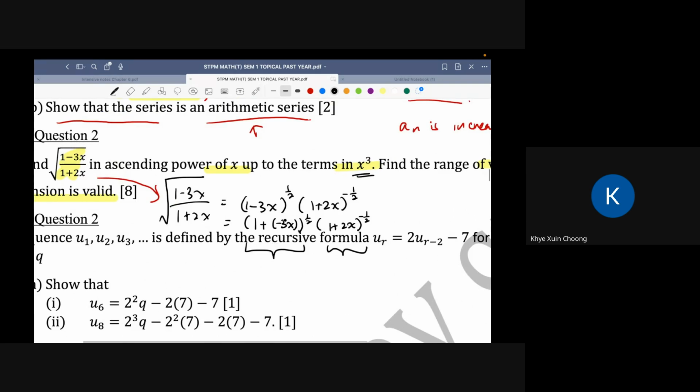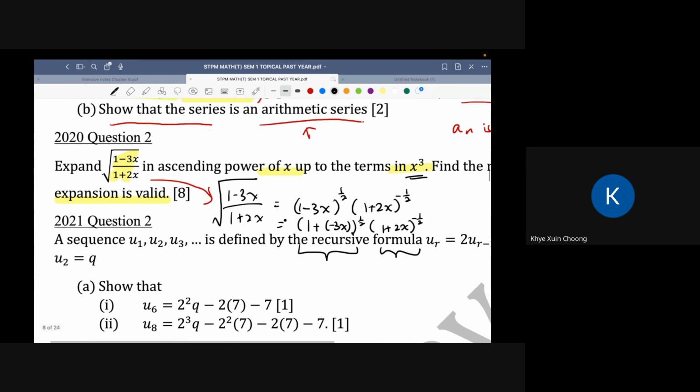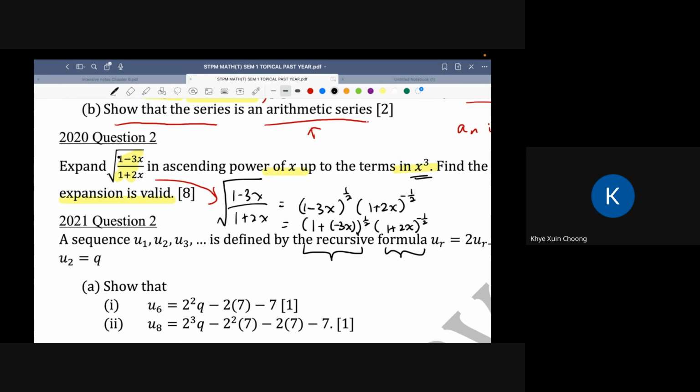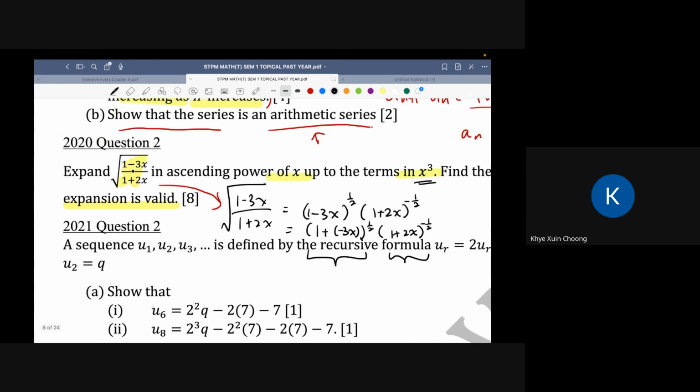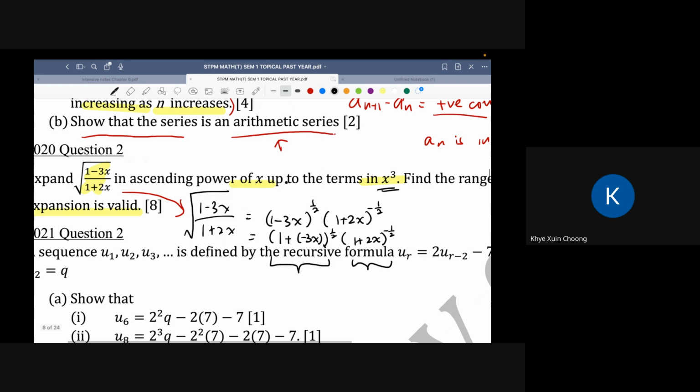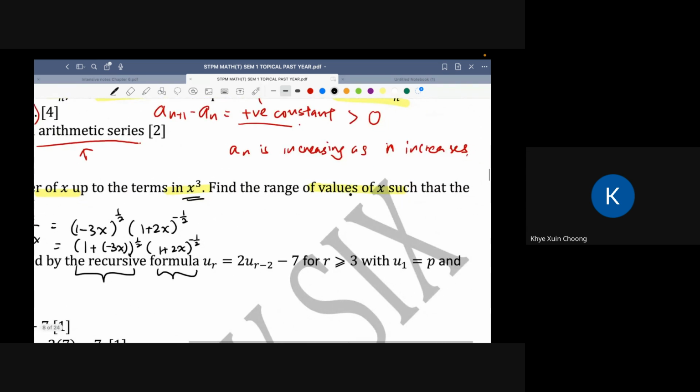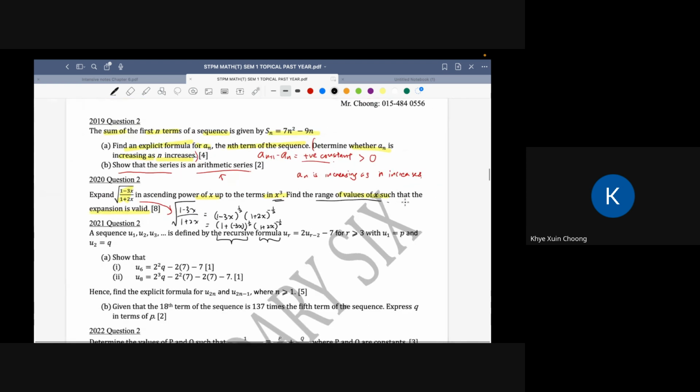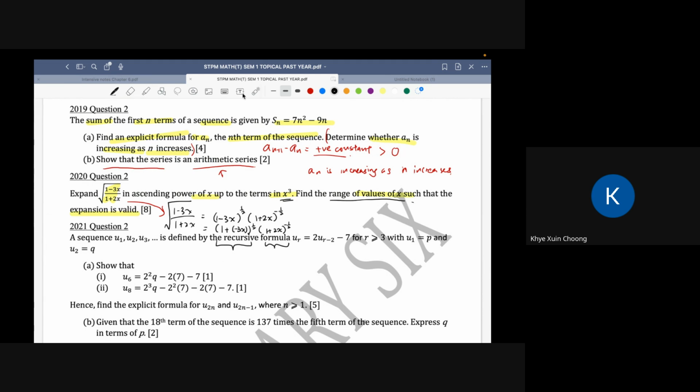I believe that you have tried this before. This is quite a common question, and in so many years, it is the only past-year question that asked you about binomial expansion; your teacher should have asked you to do it before already. So find the range of values of x. How to do this part, such that the expansion is valid? You must know how to do this. This is also one quite important thing. If you use the binomial expansion formula, the binomial expansion formula has one condition.